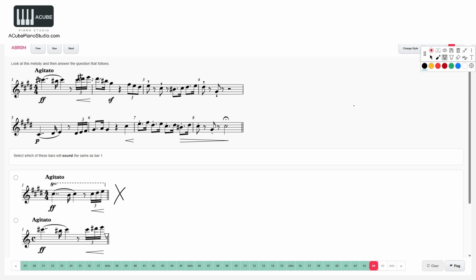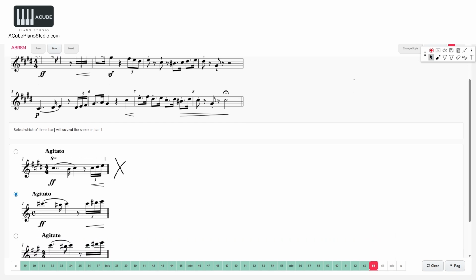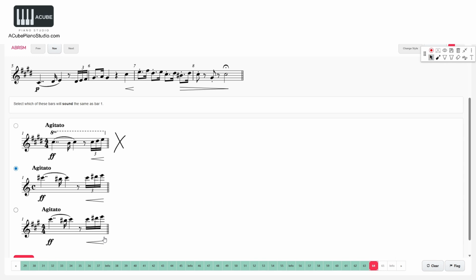FF, then gradually getting louder. Yes, so this is the same as this. So very likely this is the correct answer. Wait, I forgot to check. The term is the same. Agitato. Yes, correct. So this is the same. Next, let's move on to this one here.